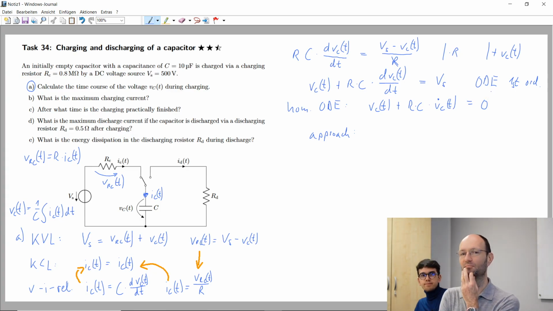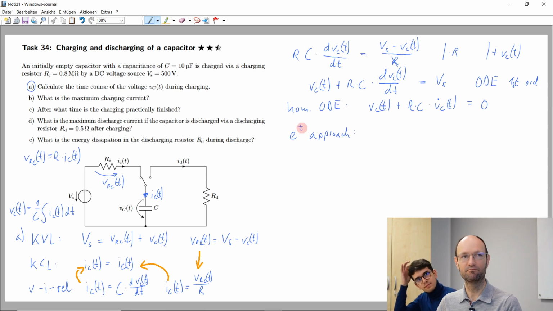So, for which function is this the case? E to the power, yeah, so we need to have some exponential function. And so we need to have some approach where we have e to the t, some exponential function that depends on time. And why does this not work at the end?